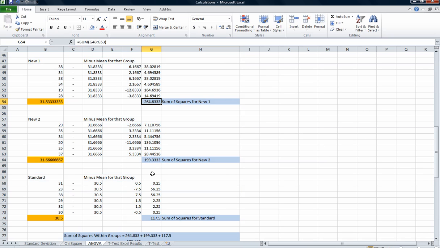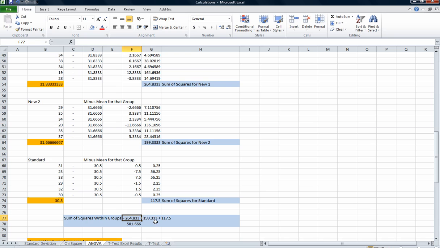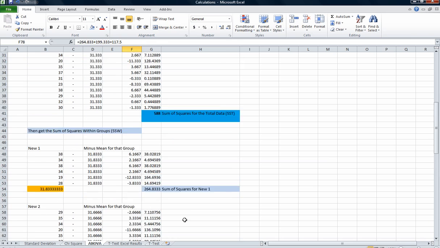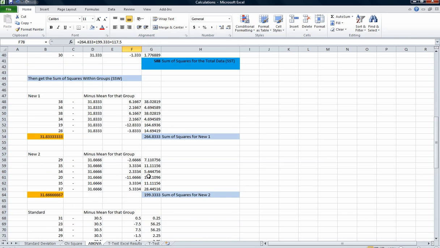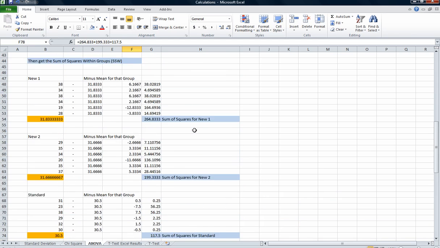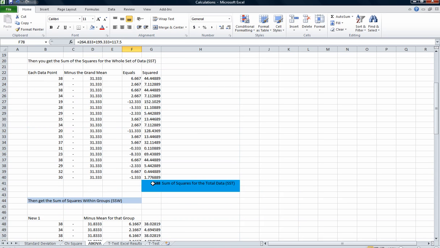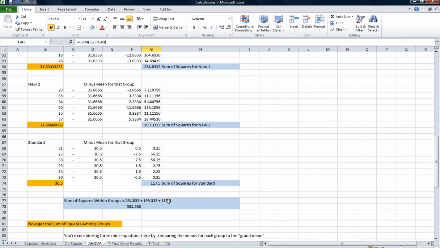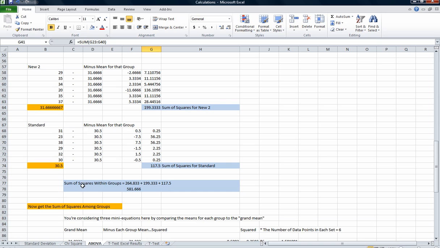So you'd add this, this, and this. Excuse me, not that, just the ones in blue. 1, 2, 3, and you get 581. Notice that the sum of squares for the total data is 588, and we've established that the within group variation is 581.